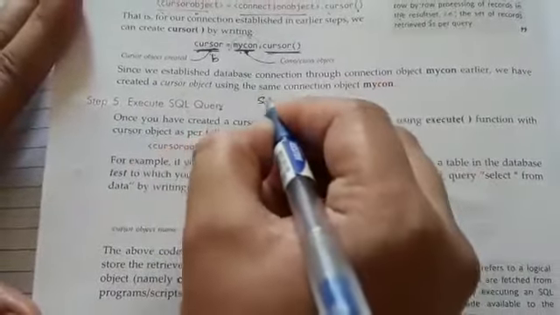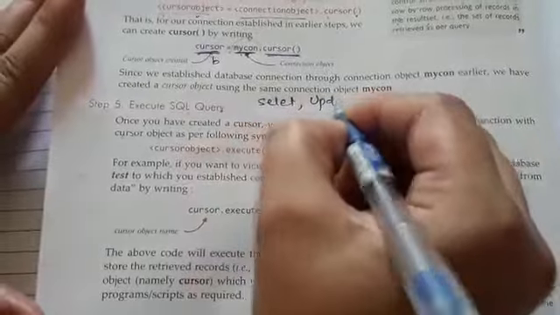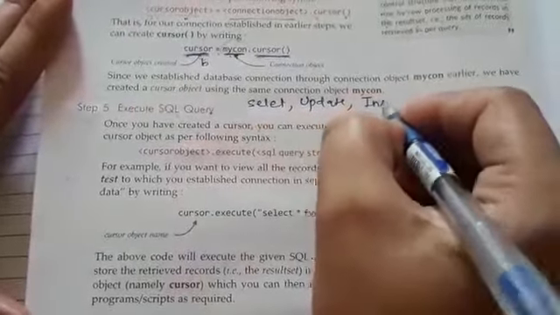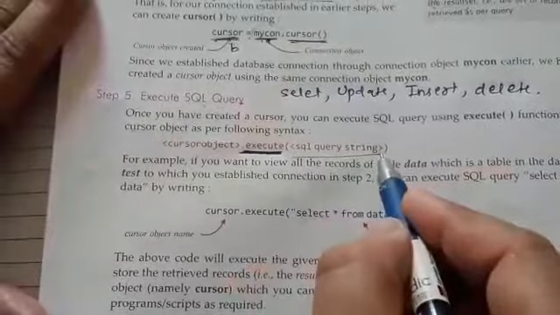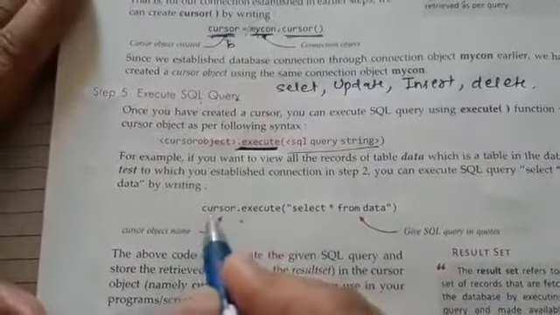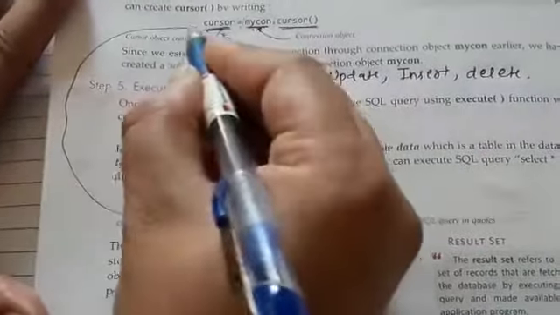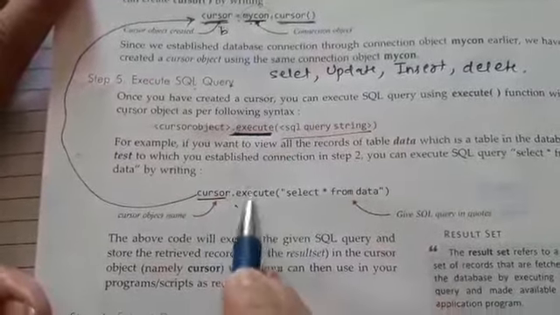Now comes the fifth step, execute SQL query. This execute SQL query can be a select command, it can be update, it can be insert, it can be delete, whatever you want your project to do. For that, what do we have to use? We have to use the execute method. This execute method is used by the cursor and we have to write the query in that. You just notice this example. This is the name of the cursor which we have already saved here. This is the name of the cursor. Dot execute function is used to execute the query.